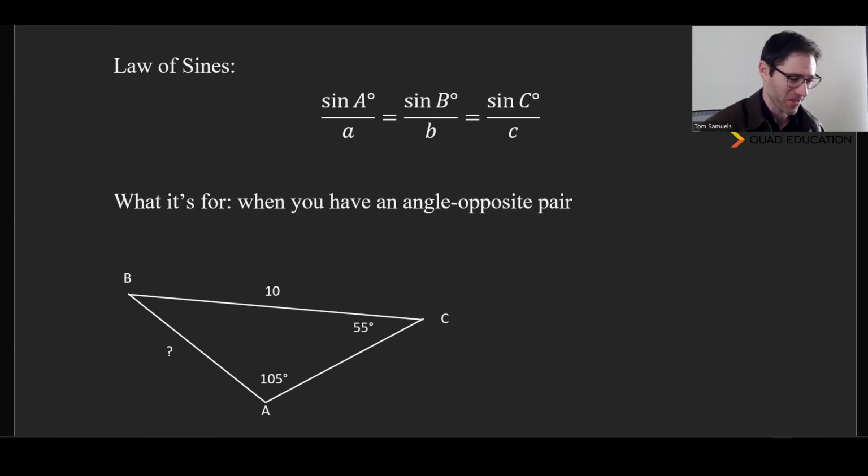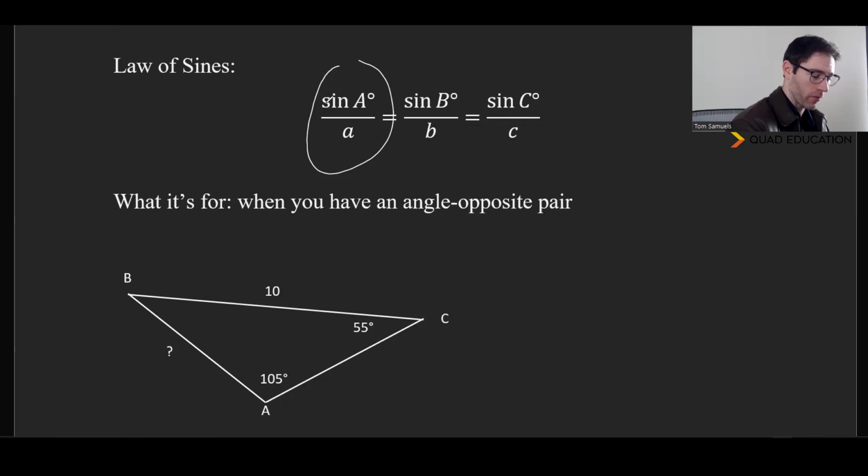I apologize. It's just this non-right-angle triangle property here where we have the sine of an angle over its opposite side is consistent. The ratio of that is consistent. So we have the sine of A degrees over a equals the sine of B degrees over b equals the sine of C degrees over c. And so this is saying that if we have a pair of the angle and its opposite, we can solve for anything else given one or the other, either the angle or the side.